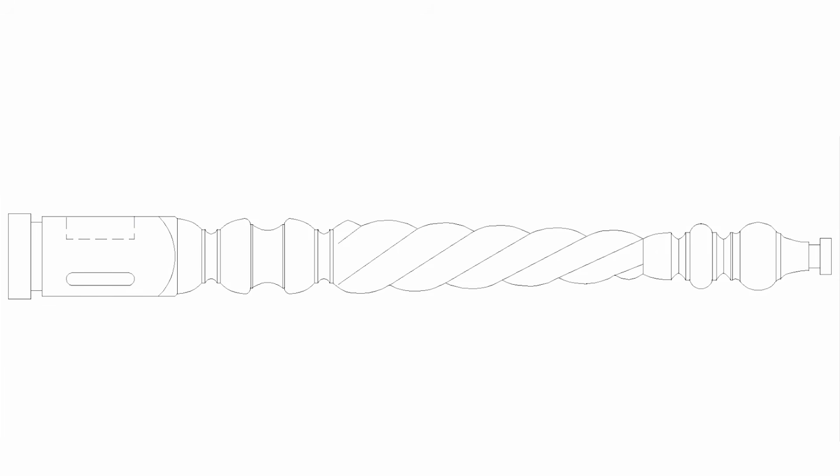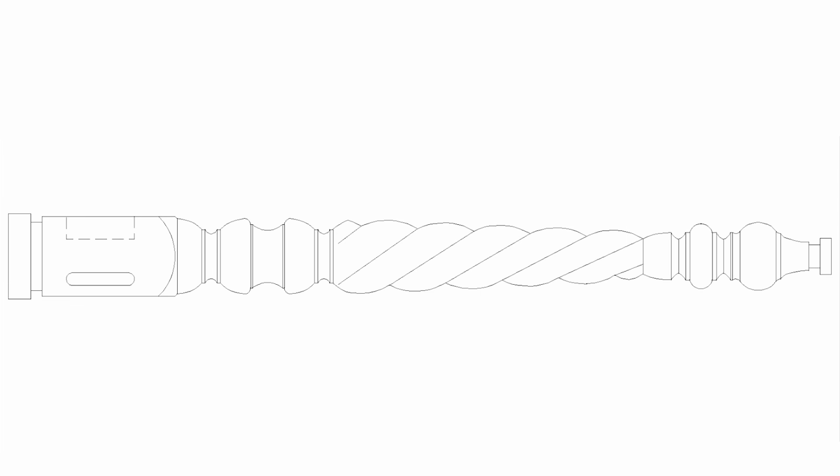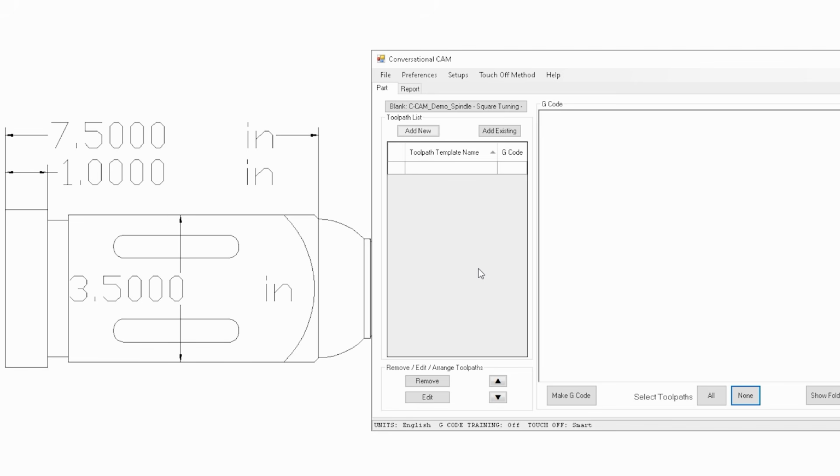Let's do this again, except this time smarter and faster with Legacy CCAM Pro software. Using the same 2D CAD drawing of the spindle, we're ready to create a 3D model, right? Well, not anymore. CCAM Pro only needs a few dimensions from the 2D drawing, meaning no more 3D modeling is required to program your spindles.